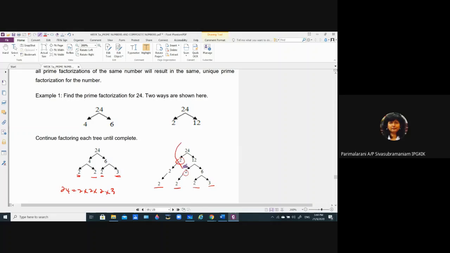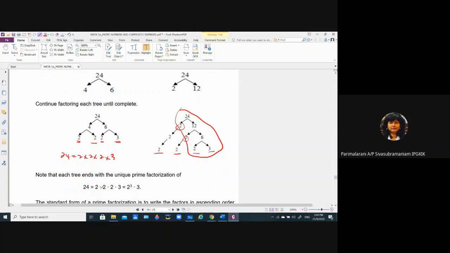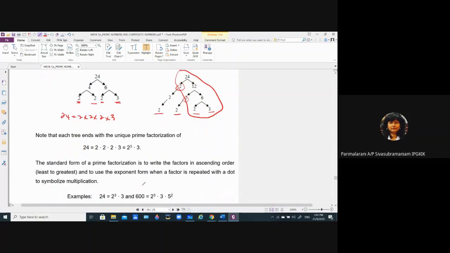Some people only do it like this, until here. This is also okay. But some people like to bring it down to the same level so that they don't forget any numbers. So we write 24 as 2 multiplied by 2 multiplied by 2 multiplied by 3. This is 2 to the power 3 multiplied by 3. This is called a factor tree.